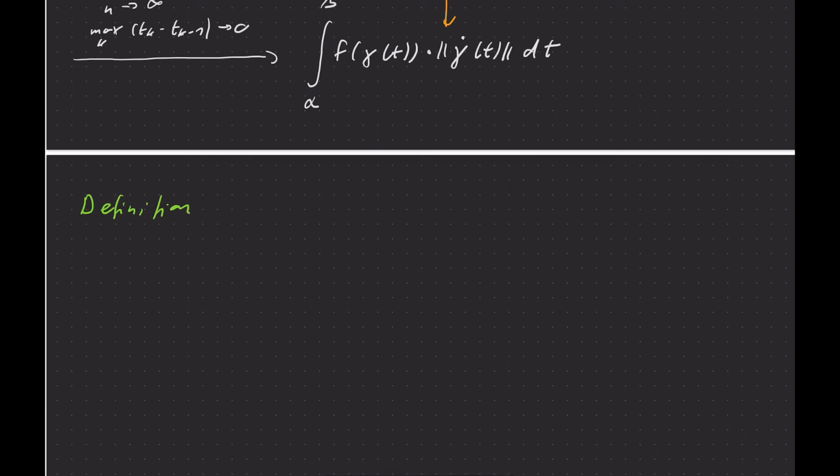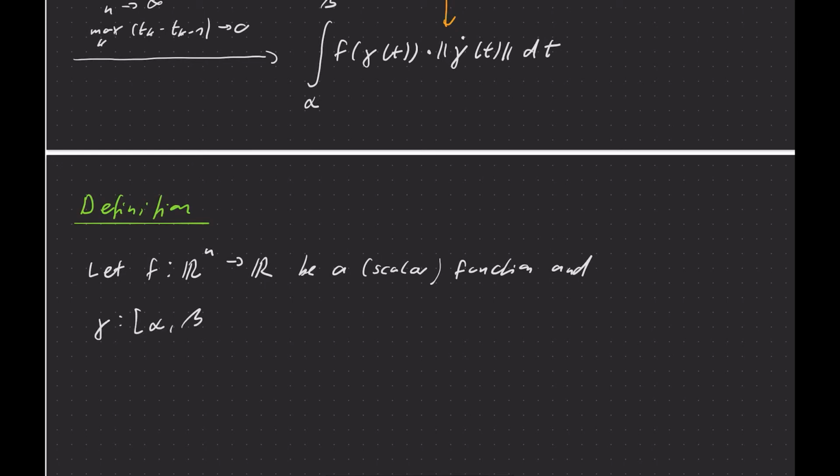So here's the definition of line integrals. Let f be a function defined on R to the n that maps to R. Let me just stress that this is a scalar function, meaning it has values in R, real values, as opposed to a vector valued function that we'll deal with in one of the next videos. And let gamma be defined on an interval alpha beta and map to R to the n, be a curve.